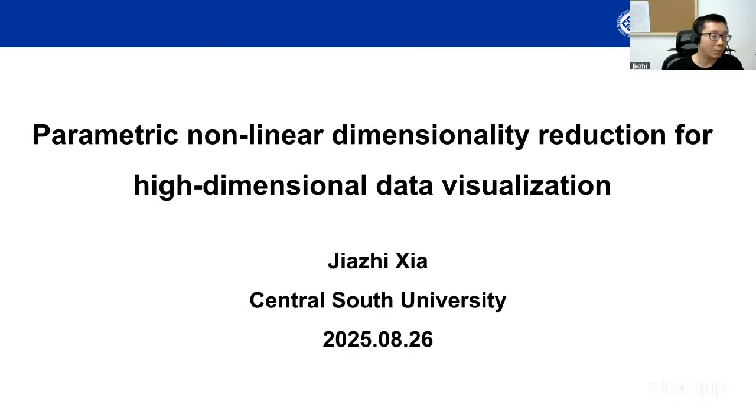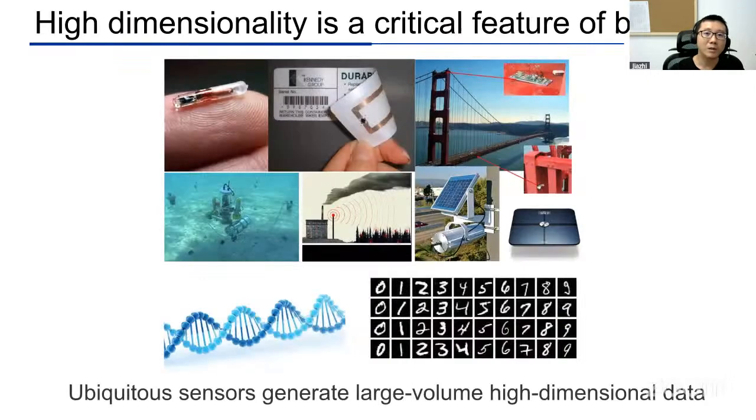Good evening, everyone. I'm Xia Jiazhi from Central South University. Today, I would like to talk about parametric nonlinear dimensionality reduction for high-dimensional data visualization. We have studied this topic for many years. High dimensionality is a critical feature of big data. The ubiquitous sensors generate large volume high-dimensional data every day.